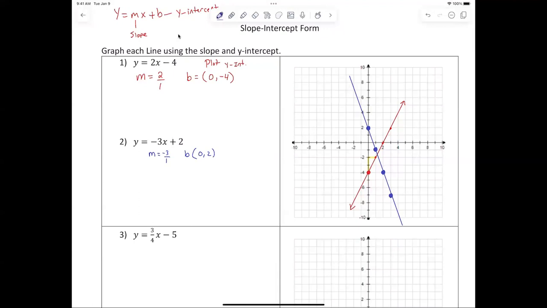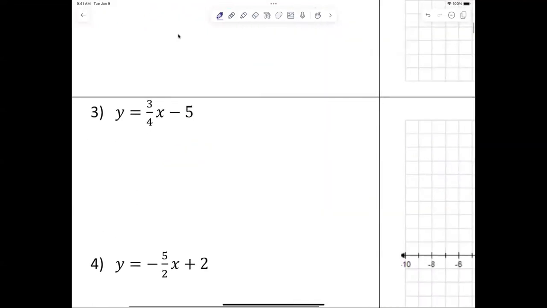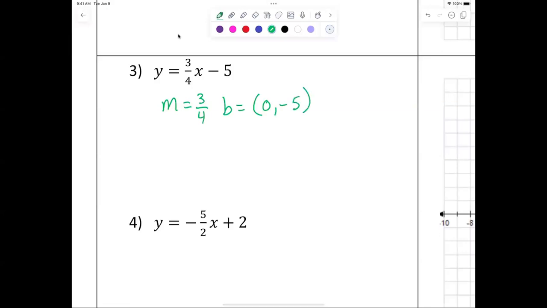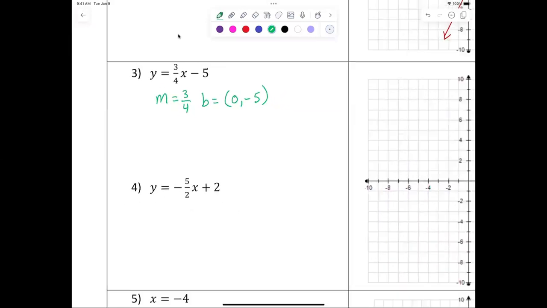You understand number 2, right? Yeah. Now, everybody should understand number 3. I shouldn't have to say anything to you. So now everybody must write down what is M. M equals what? 3/4. B equals what? (0, -5). Now graph that. It's really easy.